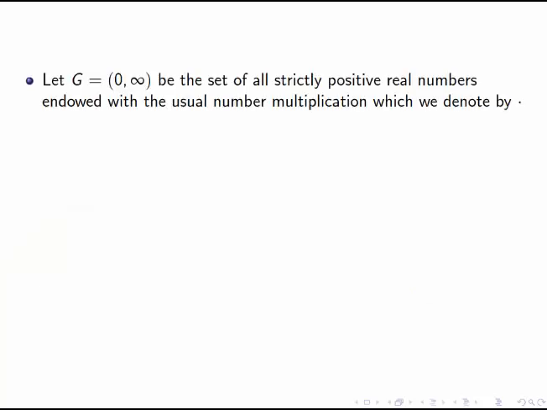Now let us consider G, which is the set of all strictly positive real numbers. So by G, I mean the set of all real numbers x such that x is strictly positive. You know, like 1 or 2 or a half and so on.